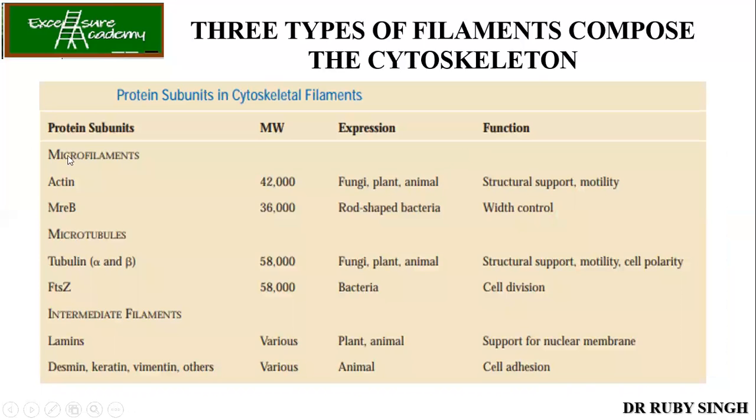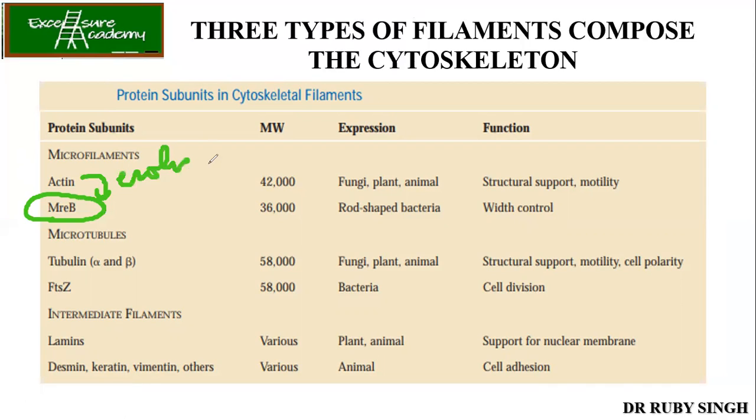Okay, so this is the table so that you can understand. Actin filaments are 42 kilodalton, and there is the MreB protein. Now this is very important to remember. Actin and MreB are actually similar proteins. So MreB proteins are actin-like. Actin evolved from MreB proteins.